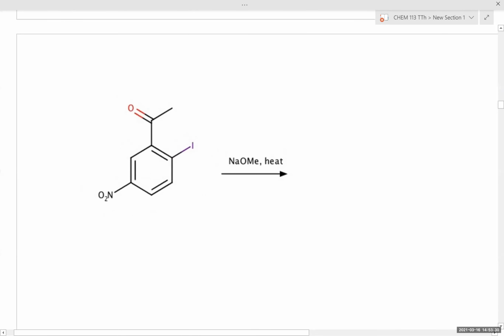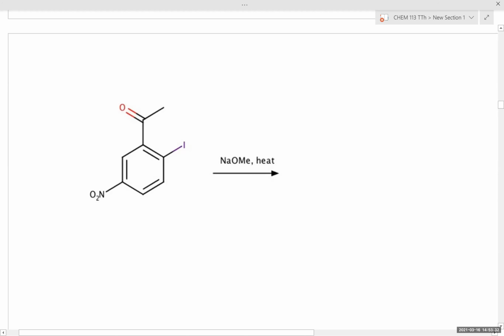Okay, let's look at this next substrate. So we have multiple electron withdrawing substituents, a halogen, and we're treating it with a nucleophile in the presence of heat. What mechanism are we going to observe in this case?